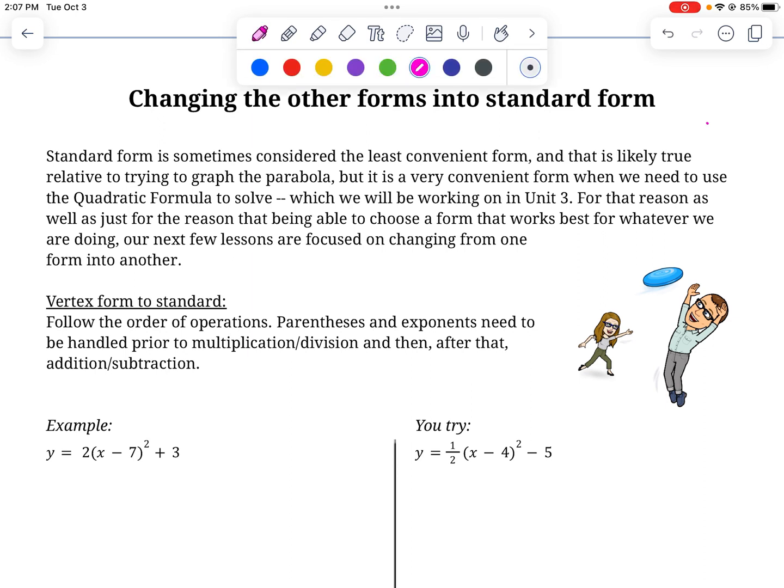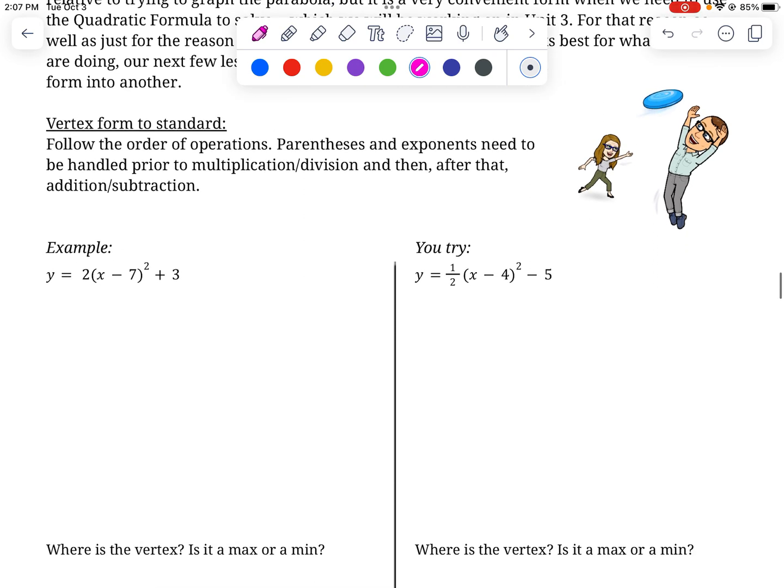But for that reason, it is very, very important that we be able to convert between different forms, okay? So the first couple examples we're going to look at here are converting from vertex form to standard form. And the most important things to remember here are that you still need to follow order of operations. So you need to deal with any parentheses, any exponents, before you worry about the lesser emphasized things of multiplying and dividing, adding and subtracting. That is the order of operations.